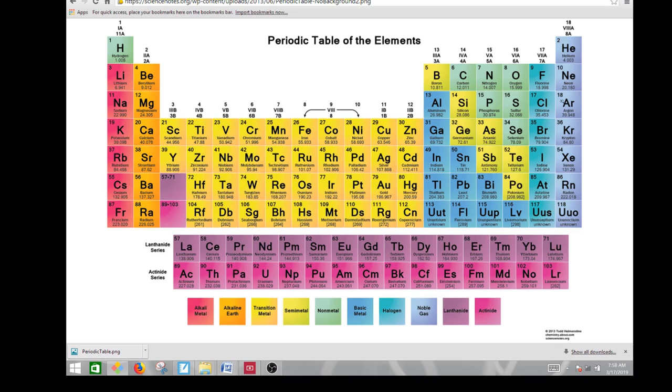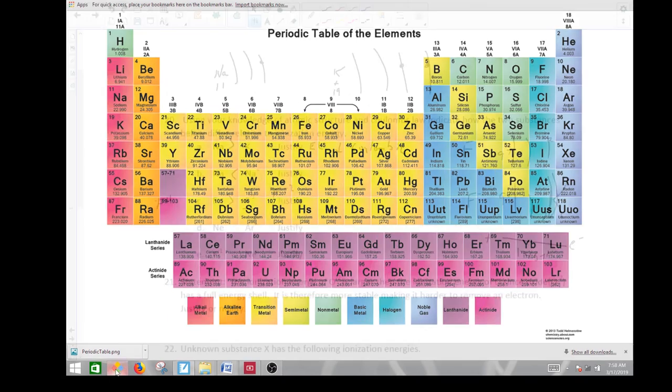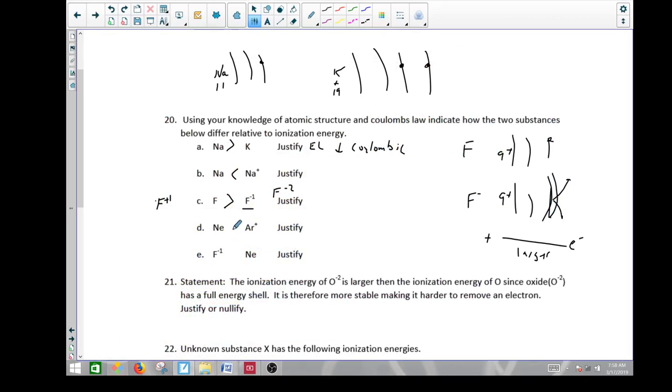Either way, it doesn't make a difference. I'm not sure why that plus is on there. It doesn't make sense for a practical question, but they're in different energy levels. So in this case, this guy is bigger because it's closer. They're due to Coulomb attraction.